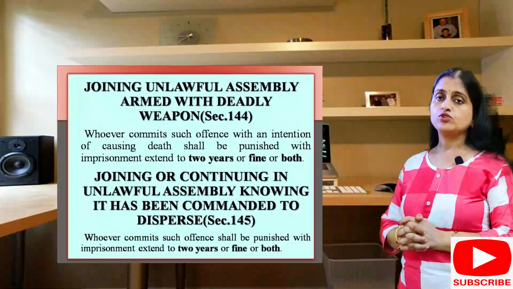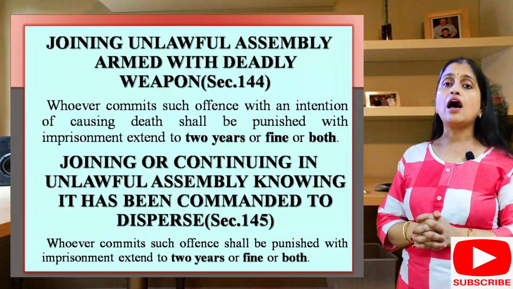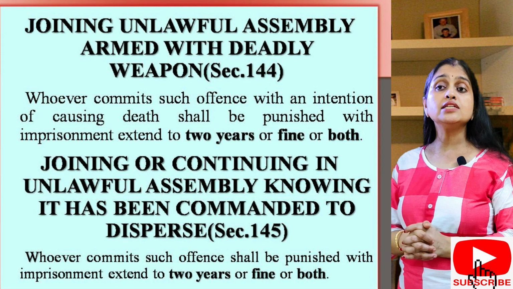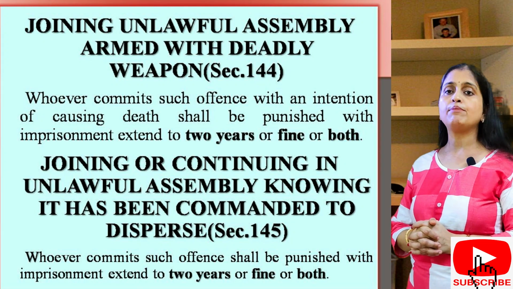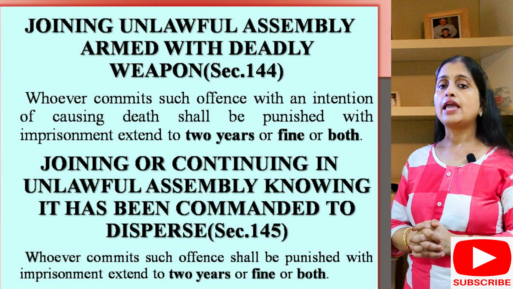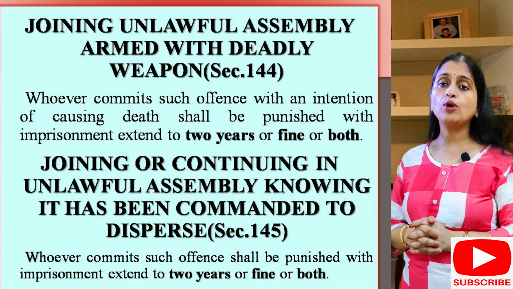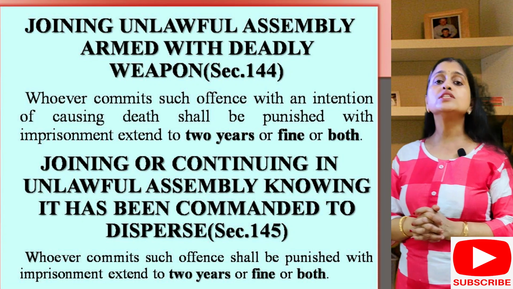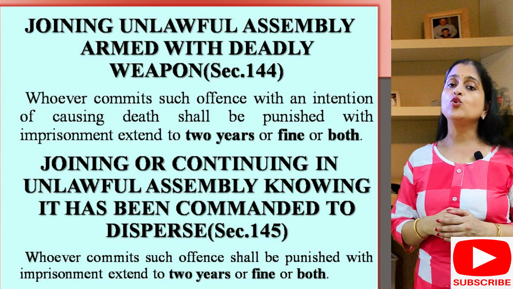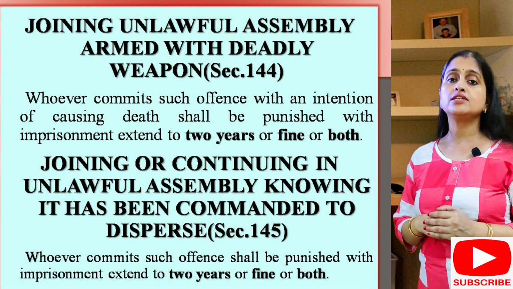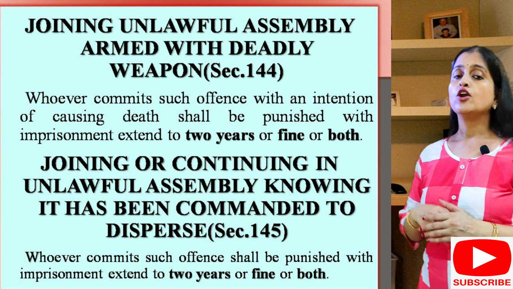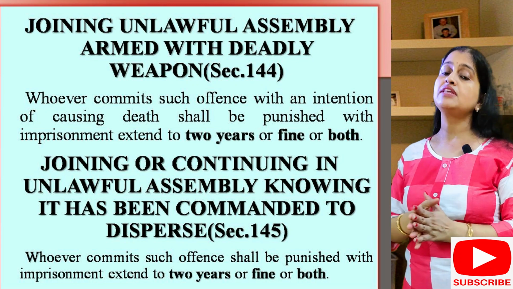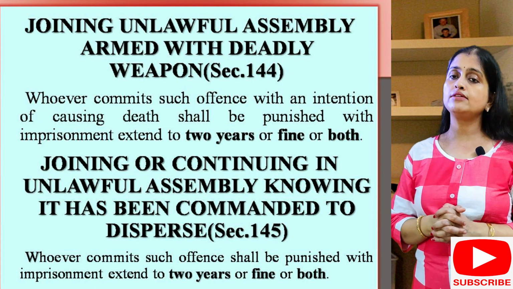Section 144. Joining unlawful assembly armed with deadly weapon. Whoever commits such offence with an intention of causing death shall be punished with imprisonment extending to 2 years or fine or both. Section 145 says joining or continuing in unlawful assembly knowing it has been commanded to disperse. Whoever commits such offence shall be punished with imprisonment extending to 2 years or fine or both.